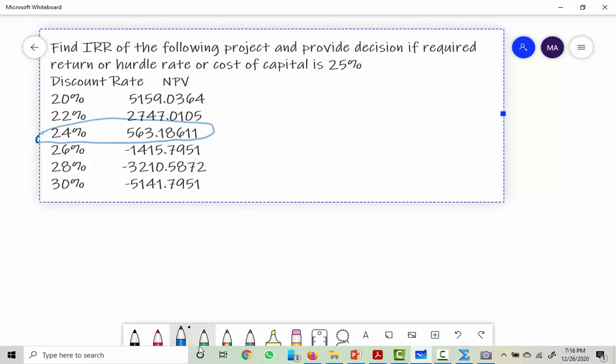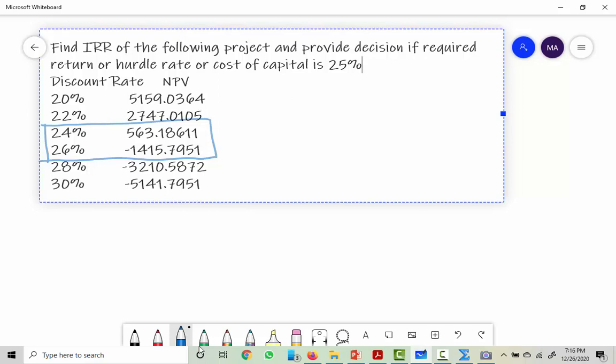Again we have three negative NPVs. And among these three negative NPVs, this one is the closer to zero. This one is the one close to zero, right? So that means these two NPVs are our target. This one is the positive NPV and this one is the negative NPV.